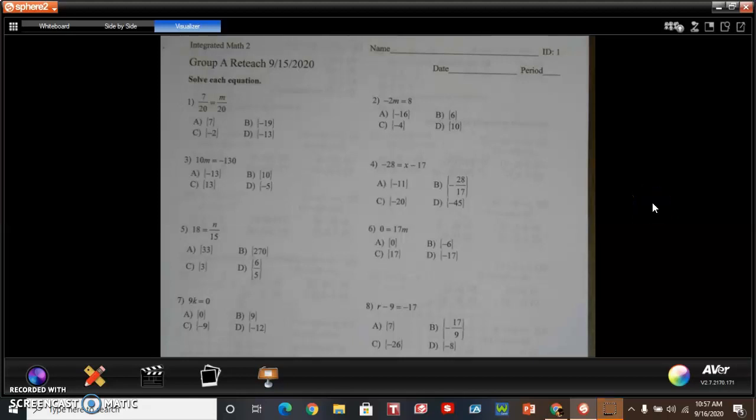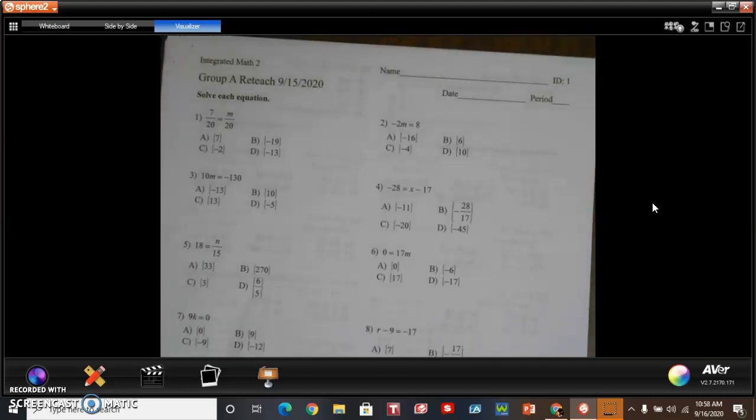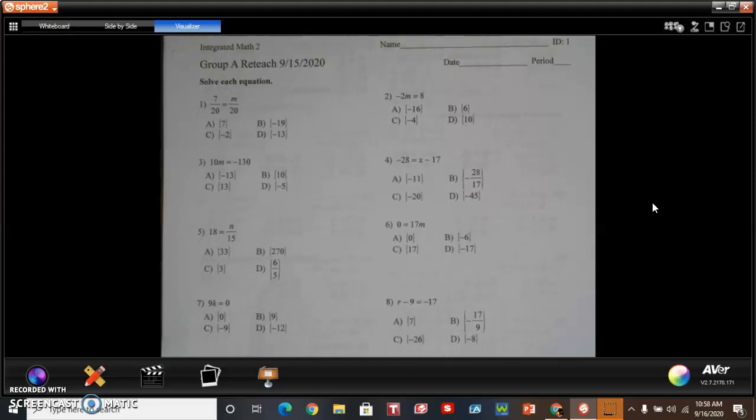Alright, so this is the information that was retaught to Integrated Math Group A on Tuesday the 15th. So I'm going to go over that information with you. This document is also down below if you want some extra practice so that you're all getting the same information. First, their pre-test results told me that they were struggling with solving equations. So we're going to talk about that.